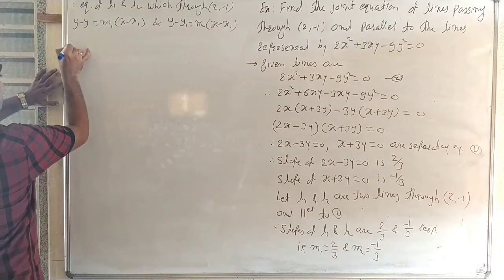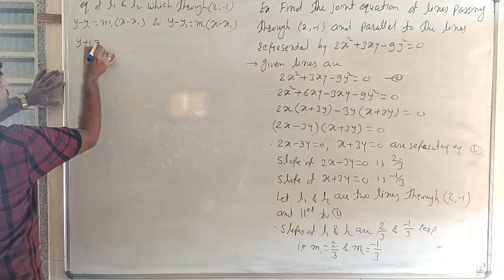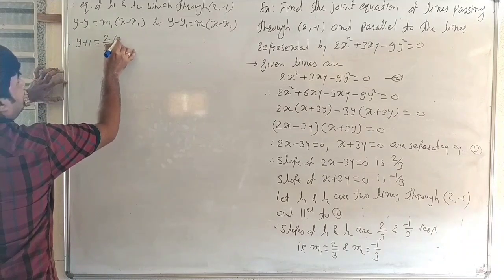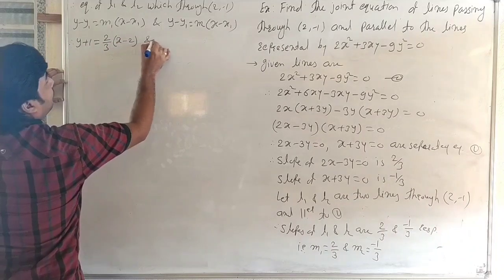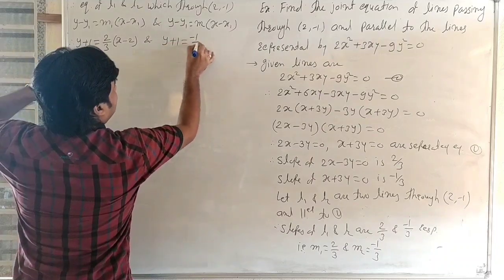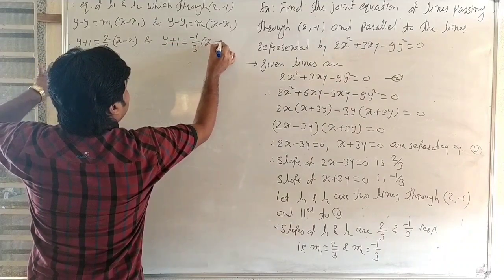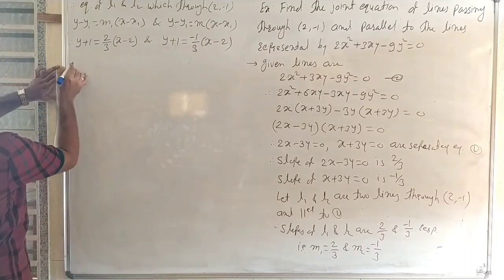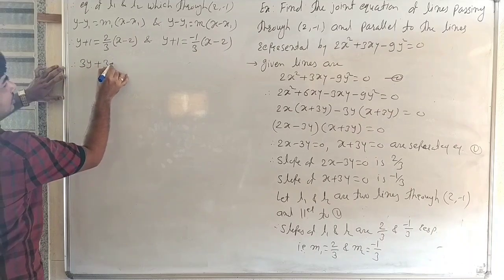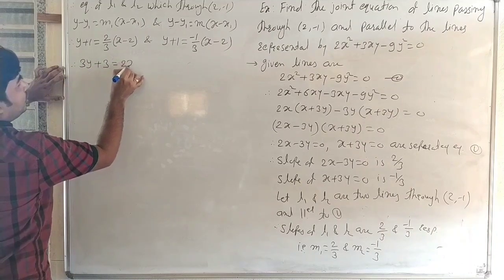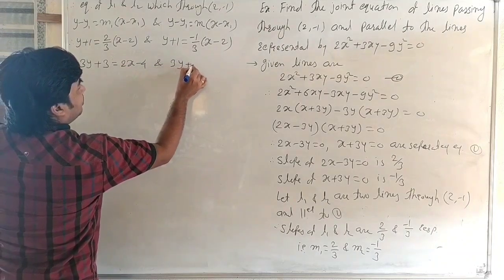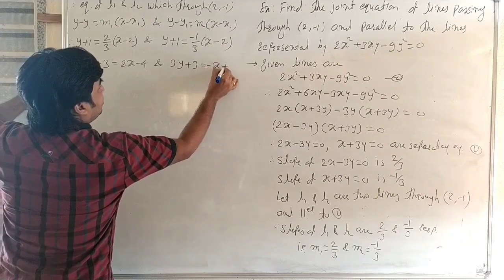Now put in all the values. It is y minus y1, that is y plus 1 is equal to m1, it is 2 by 3, into x minus 2, and y plus 1 is equal to m2, it is minus 1 by 3, into x minus 2. Now take the calculation. Here 3y plus 3 is equal to 2x minus 4 and 3y plus 3 is equal to minus x plus 2.